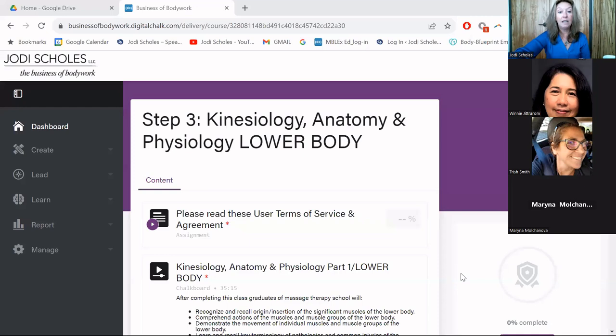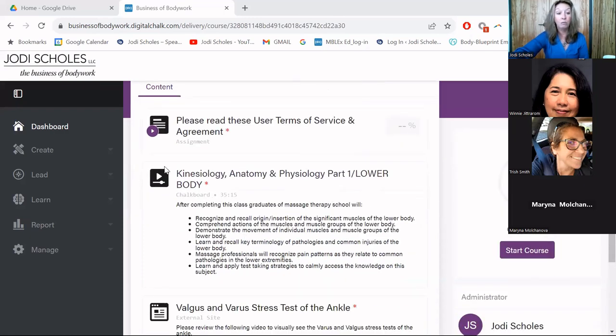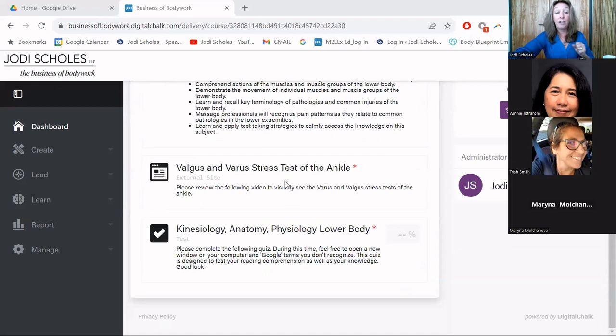When you log in to your online learning center, you will see something called kinesiology, anatomy. You'll see anatomy of the lower body, and you'll see different elements on your dashboard. So elements are the components of your class. You've got a video marked by this little white arrow in the black box. You've got a video, which will go through all the different things I just went through about the lower body. You've got a little video on the varus and valgus test of the ankle. I prefer the knee, but we have an ankle.